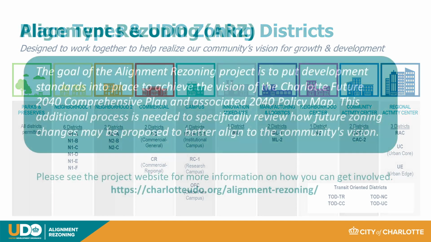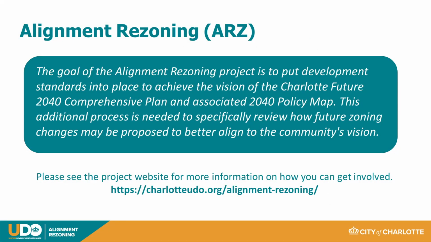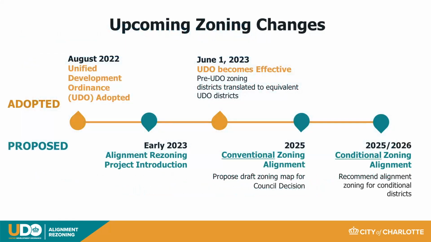Many other standards in the UDO are also based on place types, but not tied to the zoning districts. The Alignment Rezoning Project will put development standards in place to achieve the vision of the Comprehensive Plan and Policy Map. It is an additional step and is needed to review how future zoning changes can best be aligned with the community's vision for future growth and development. The Unified Development Ordinance was adopted in August 2022 and will be effective June 1, 2023. The Alignment Rezoning Project is in early development. A recommended draft zoning map for conventional districts is tentatively scheduled for 2025. A recommended draft zoning map for conditional districts is expected in late 2025 or 2026.